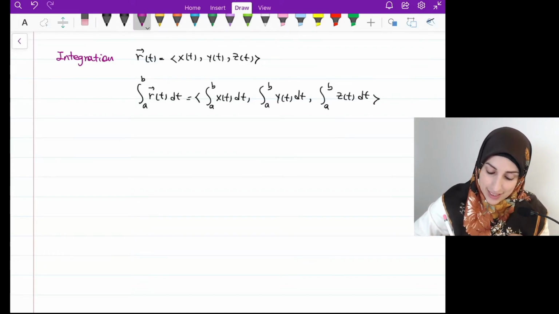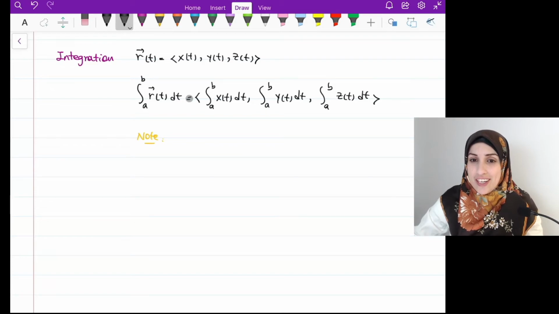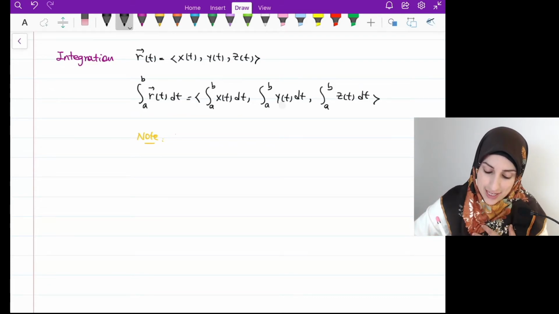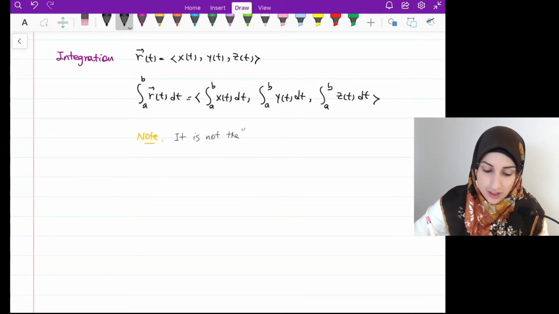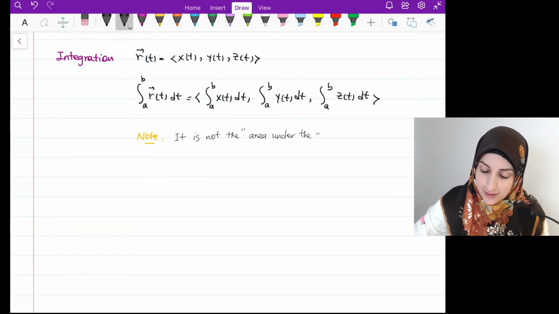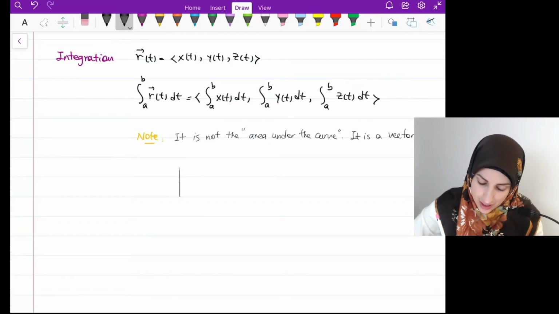Okay, let me give you a note. The note is that, as you see, the integral here is actually a vector. So it is not the usual area under the curve. It's actually a vector. It's not even a scalar. It's not even a number. But what is that? I can just give you one idea.